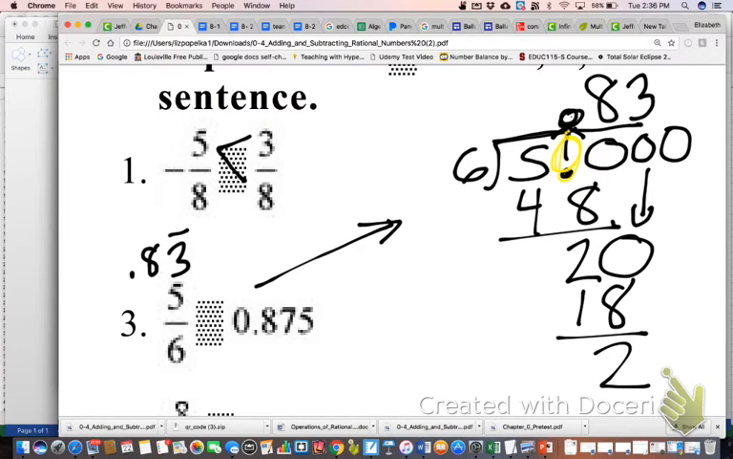So now to compare them. The first digit is an 8 in each of those decimals, so we can't use that one to compare. So I'm going to go to the next number. So I've got a 3 compared to a 7. Well, 0.87 is larger than 0.83, so that means, again, we're going to put it in that direction.